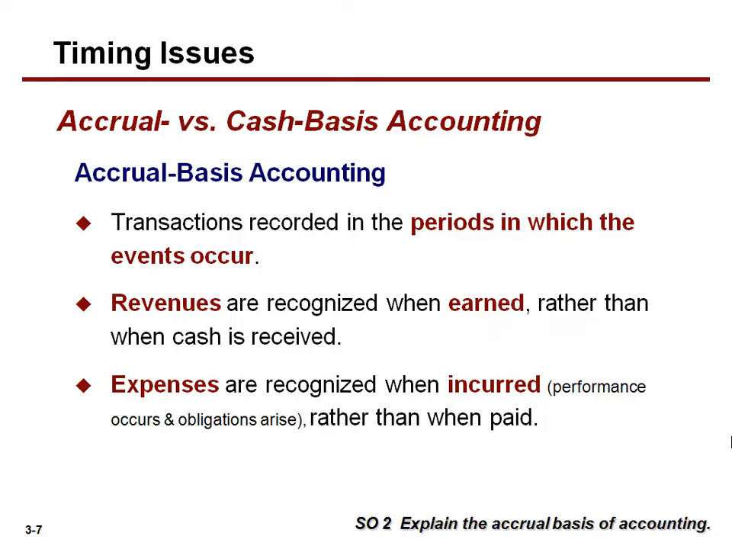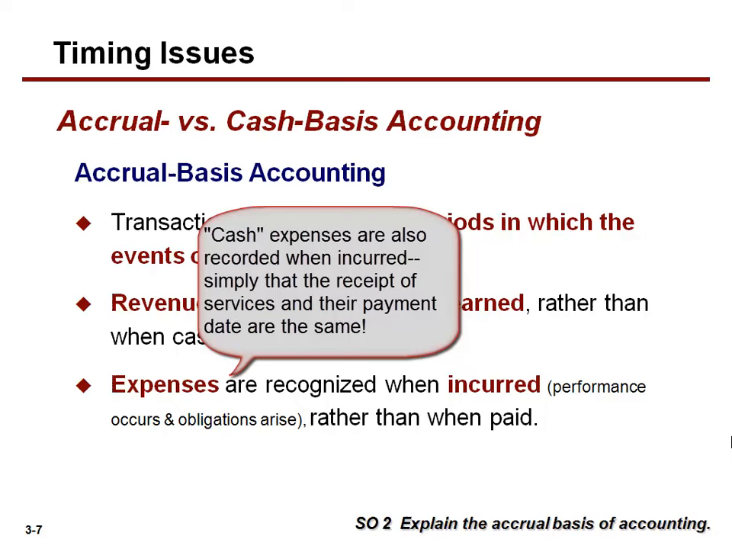So accrual based accounting is transactions being recorded in the periods in which the events occur and not necessarily when cash exchanges hands. Revenues, for instance, are recognized when earned, not when the cash may be later received according to the terms of sale. Likewise, expenses are recognized when incurred rather than when just paid. Incurred means the performance of the service has occurred and an obligation arises to pay it later. A lot of expenses are incurred on day one, and the supplier may allow 30 or 60 days before payment occurs. Two separate transactions. Again, expenses are recorded when incurred, not just when they're paid.